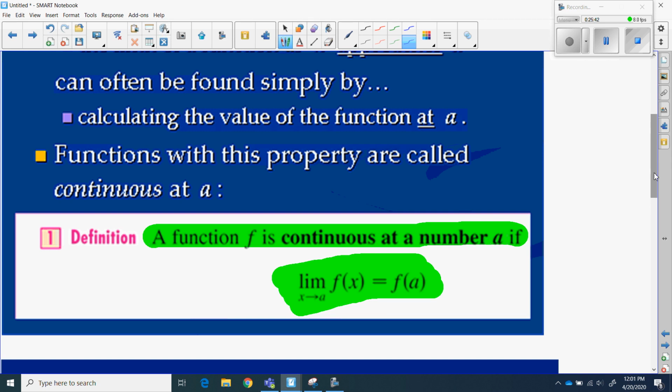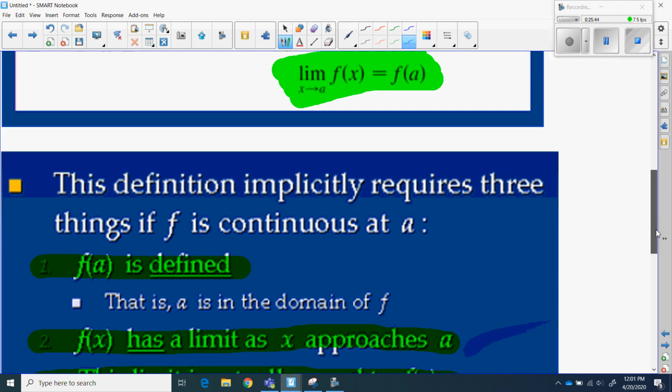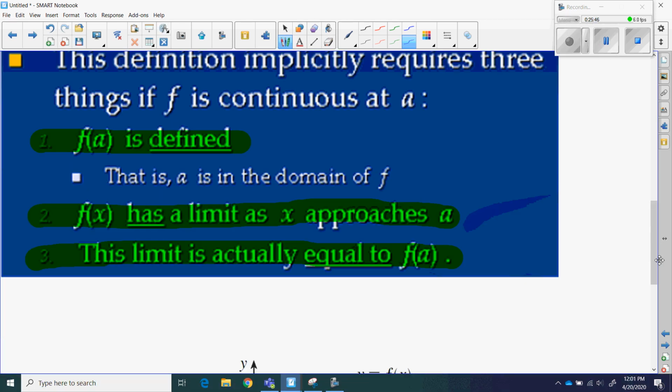So that's going to imply three things. Number one, the function has to exist where you're checking for continuity. The limit has to exist, which implies left side and right side. And then the limit has to be equal. So the answer you get here and the answer you get here need to be the same. If you don't get an answer here, it's discontinuous. You don't even have to check this other stuff. So if you get an answer here, but you don't get an answer here, it's discontinuous because your limit doesn't exist.